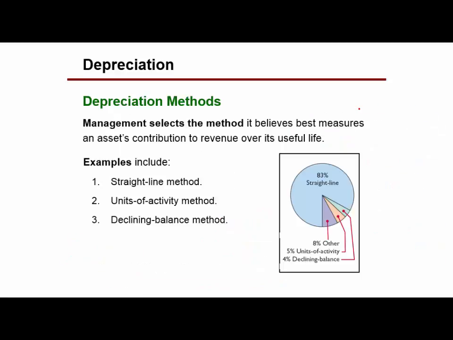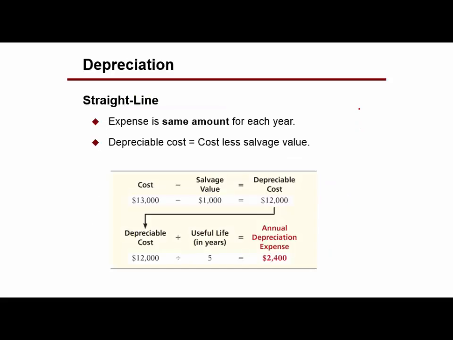Let's take a look at the number of companies that use these different methods. Straight line is the most commonly used method because it is the easiest to use. There are other methods that get used much more infrequently because they are a little bit difficult. Declining balance is used a little bit because there's a tax advantage. Units of activity is probably our most accurate method, but because of the additional record keeping associated with it, most companies just use straight line as their best estimate of the amount of depreciation.